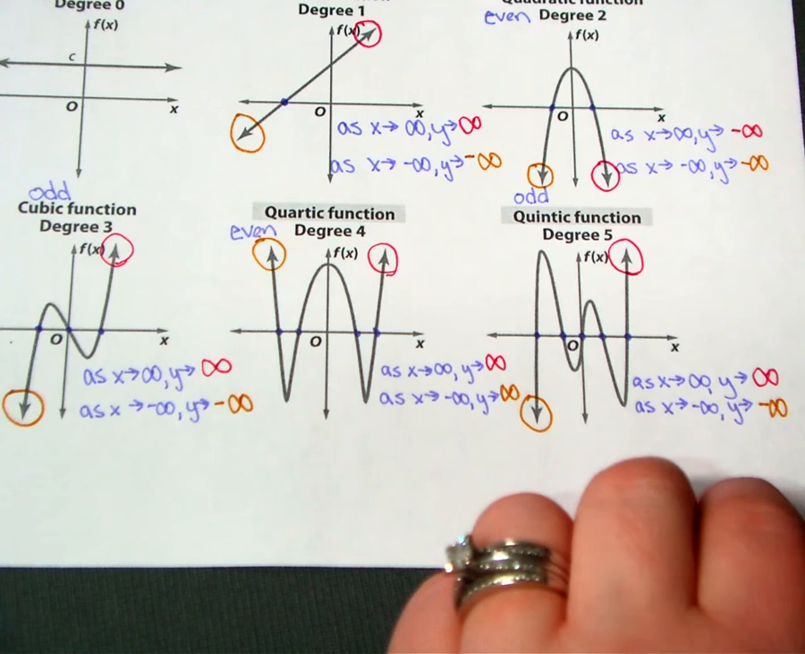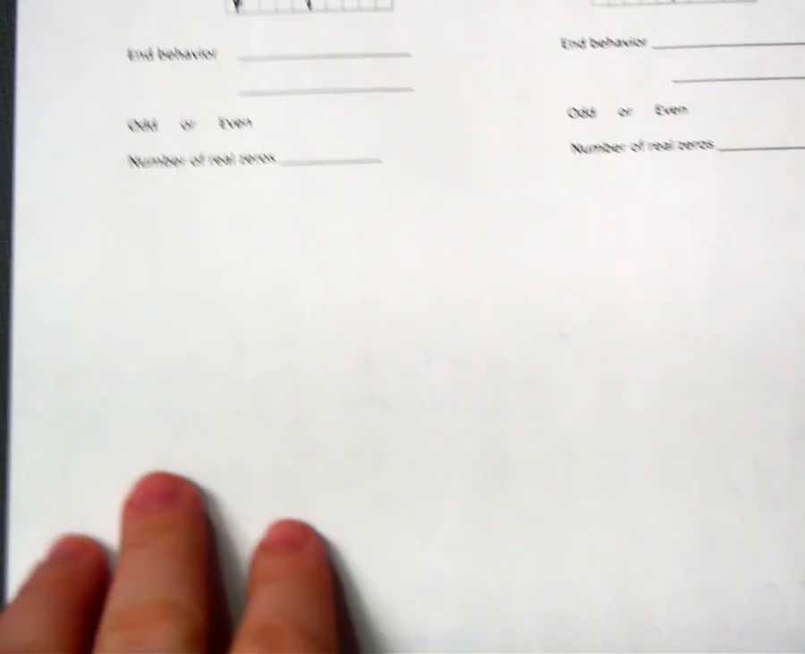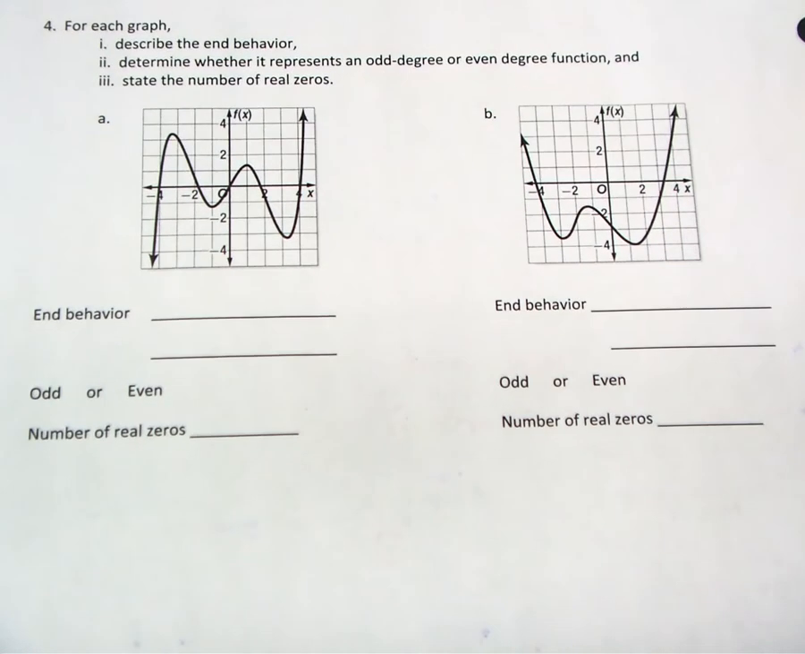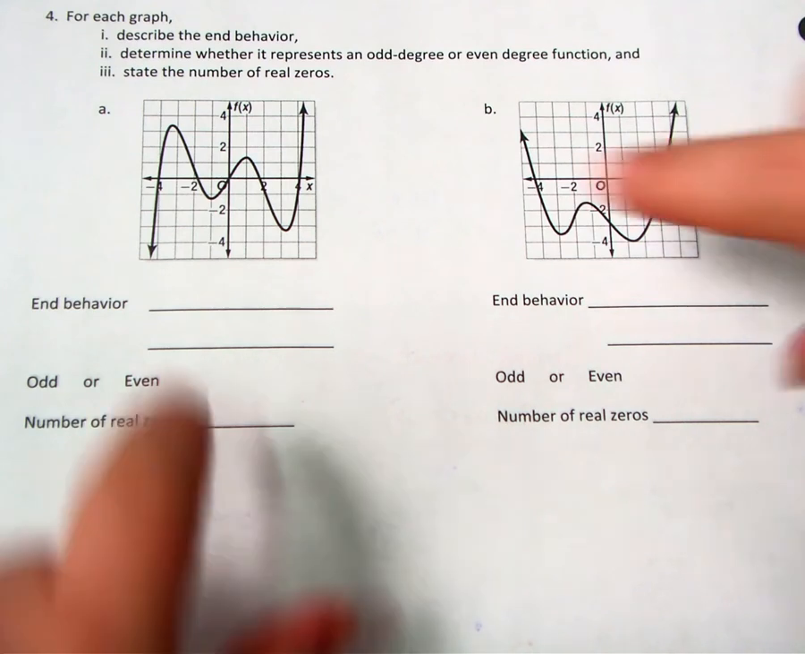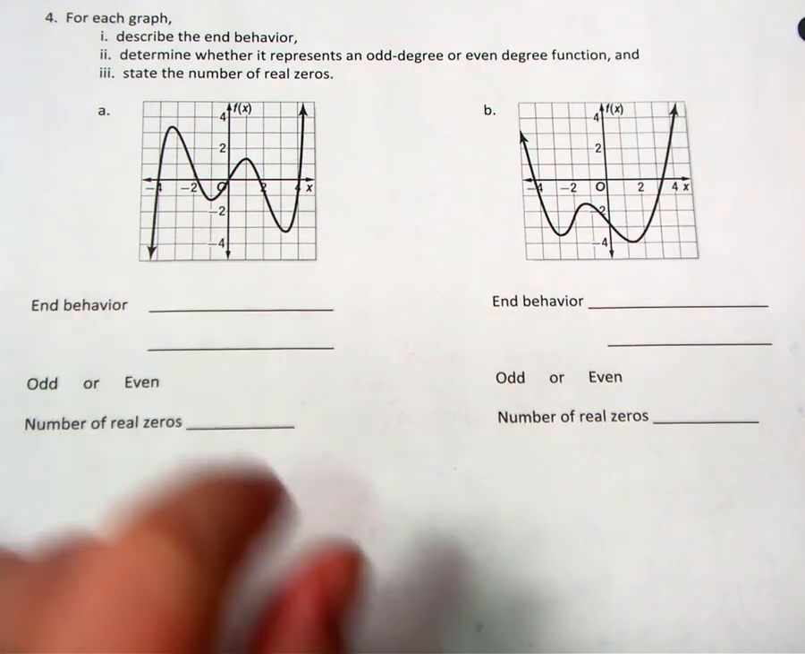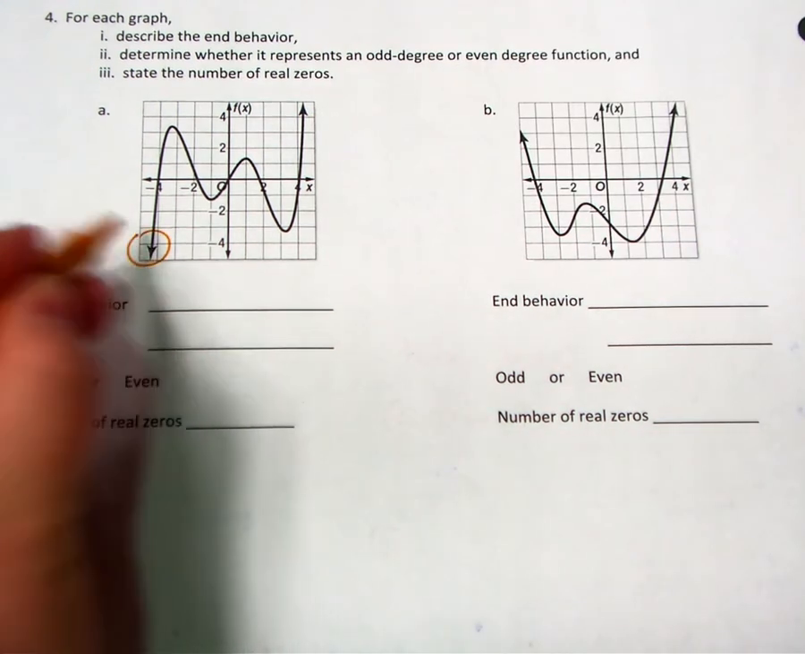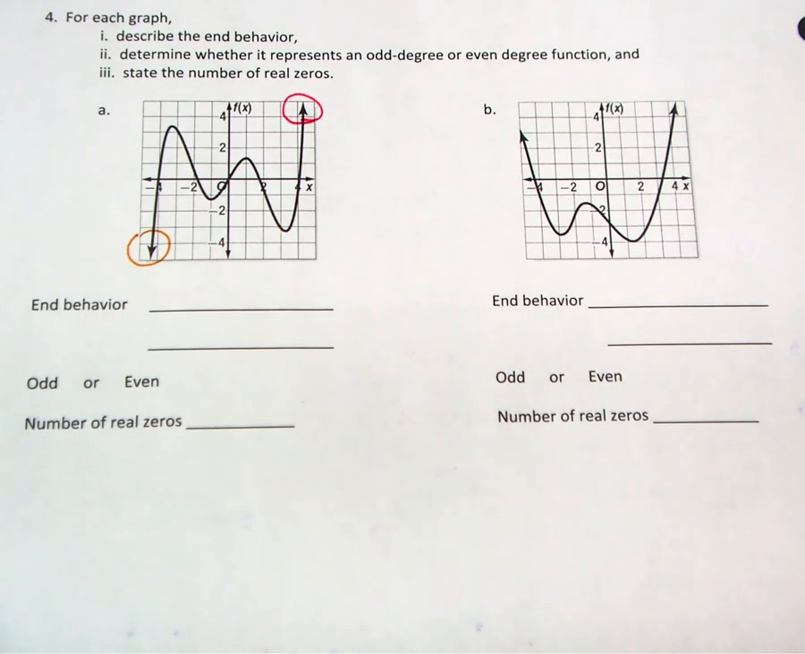So we should be able to look at a graph without being told whether it's odd or even. We should be able to say, hey, this is odd or this is even, and we should be able to describe end behavior. When we look at this first graph for part A, I notice right off the bat a couple of things point me toward whether it's even or odd. First of all, I look at the arrows. These arrows are pointing in opposite directions. The left arrow is pointing down. The right arrow is pointing up.